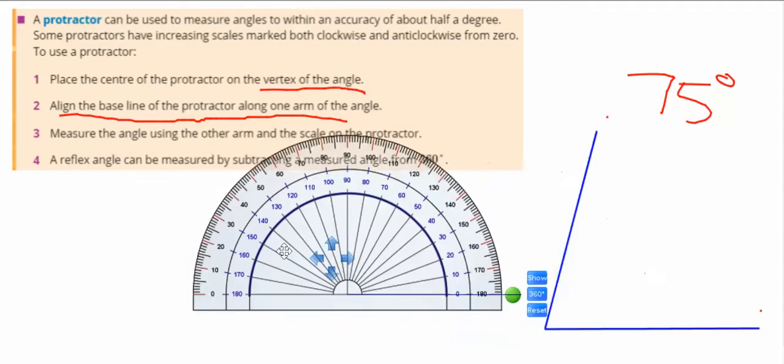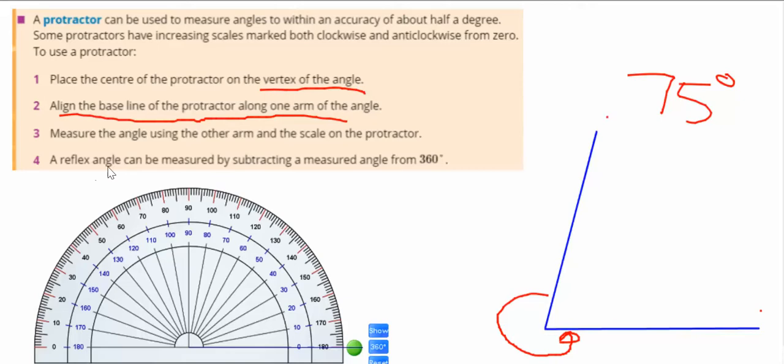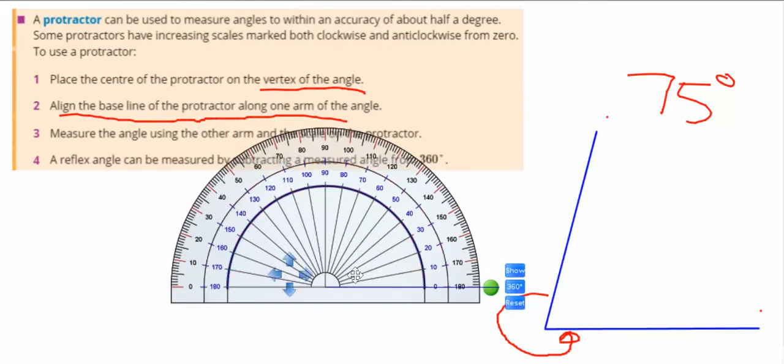A reflex angle. If we're talking about a reflex angle, remember that's greater than 180 degrees. So we need to measure that angle. A reflex angle can be measured by subtracting a measure from 360. We've got a protractor that only goes to 180. This angle is way greater than 180, so to make it easier, we just measure the inside angle. If we've only got a 180 degree protractor, sometimes you might have a 360 degree protractor, we can measure it fairly easily then. But in this case, we don't.